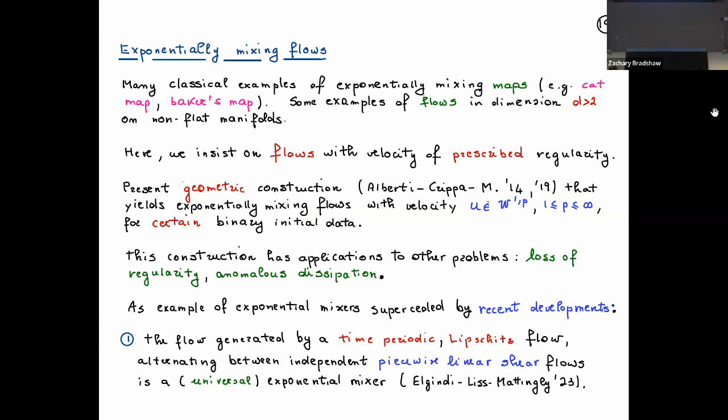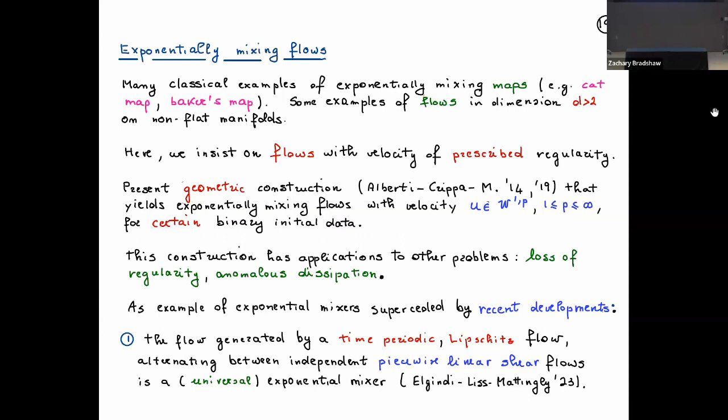So what I will present here is a geometric construction from joint work with Gianluca Crippa and Giovanni Alberti, that was first announced in 2014, but then the actual paper came out in 2019, that yields exponentially mixing flows with velocity u which is W^{1,p} for any p, including infinity. So we have a Lipschitz continuous example as well. But we only prove that you mix exponentially certain very special initial data. First of all, these are binary functions again, and we basically mix two configurations.